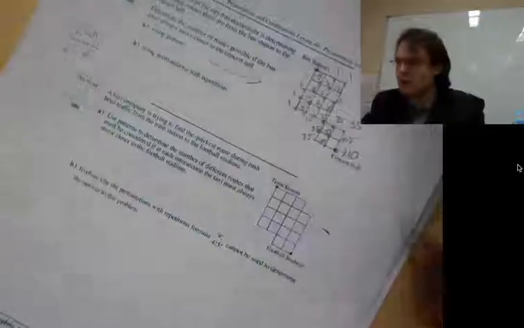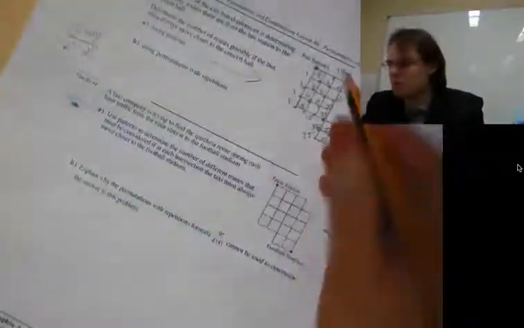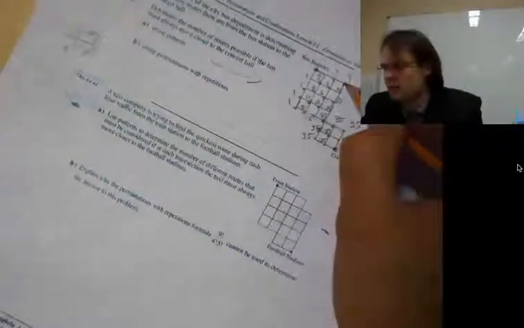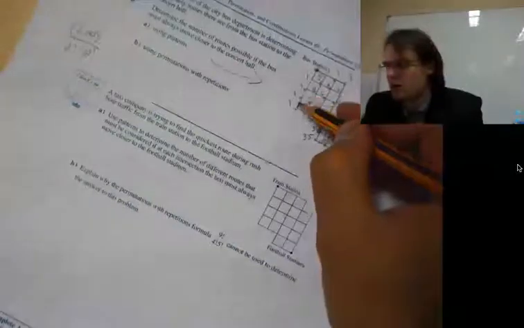So let's take a look at this here. So using permutations with repetitions. So we have how many east? We have 1, 2, 3 east, and we have 1, 2, 3, 4 south. So it's 3 east and 4 south. So it's 3 plus 4.